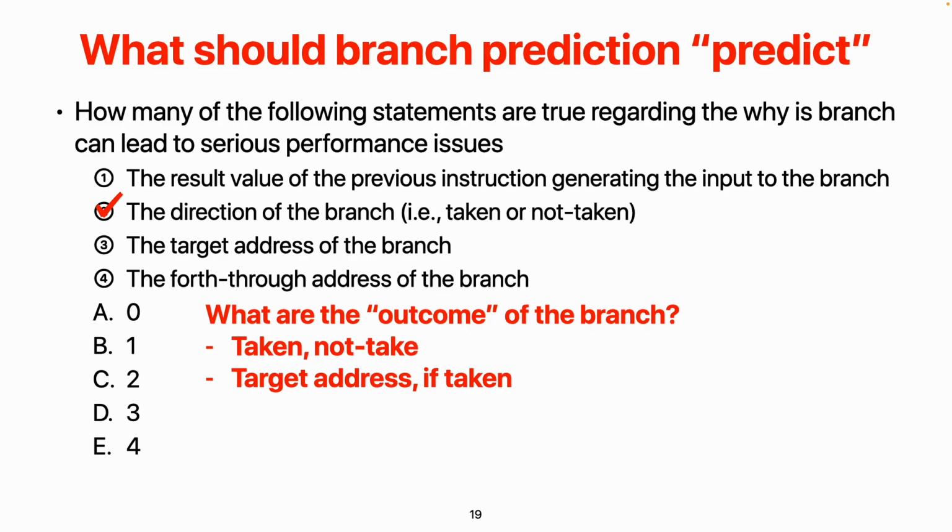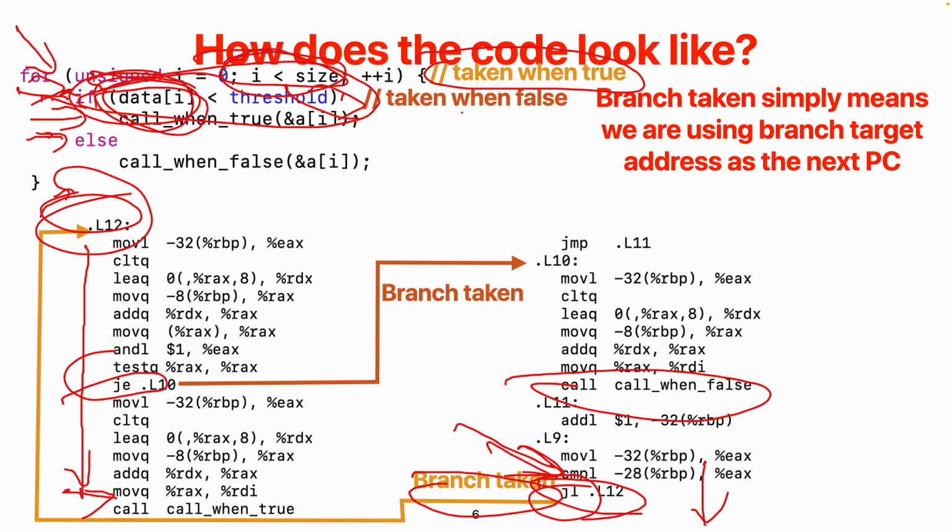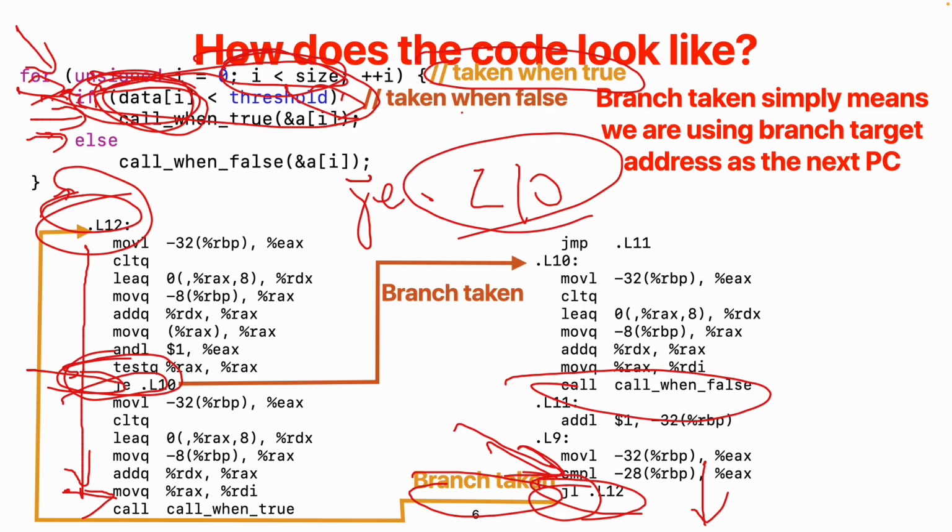Okay, so now let's go back to this one. For this piece of code, let's take a look at this JE, right? It's written as JE L10. What's the target address? Label 10. Okay, but how do I get the target? How do I get the address of label 10?